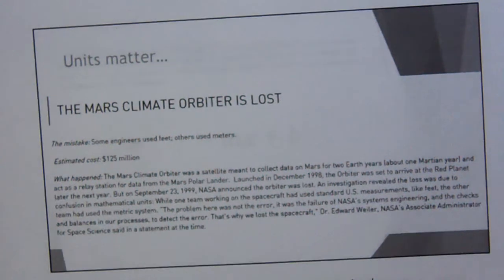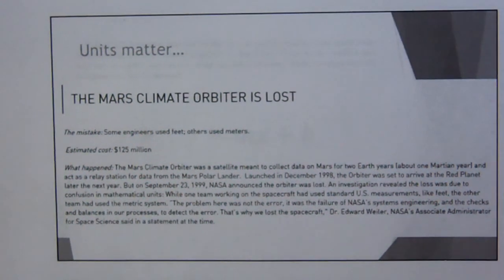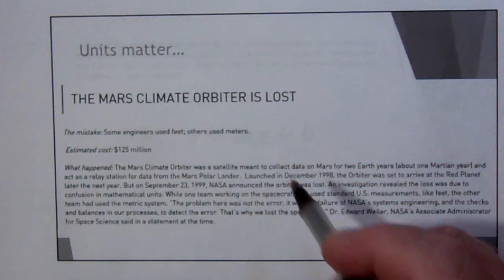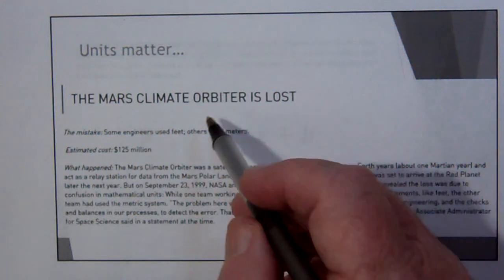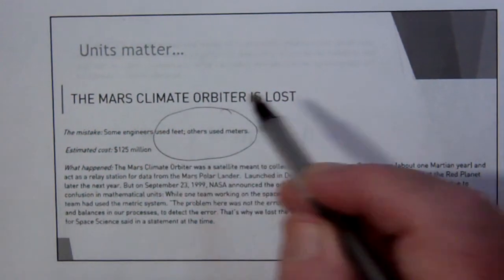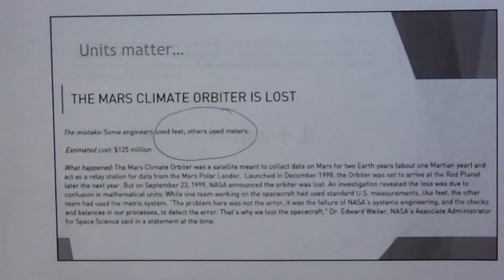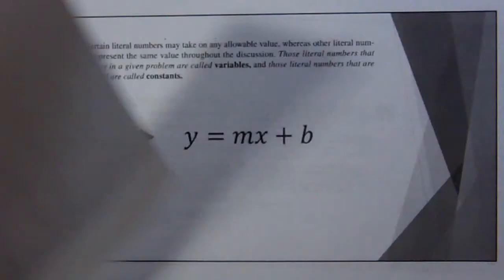We will also be considering units. Units matter. This example here had scientists in different places. Some were using feet and others were using meters. This mistake was a $125 million mistake. We will take them seriously in this course.